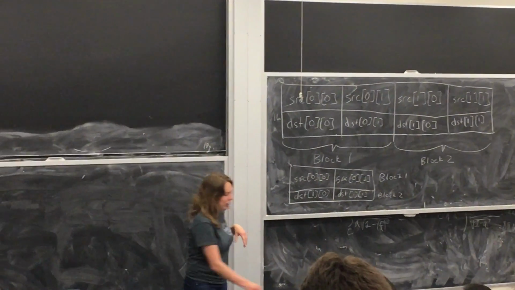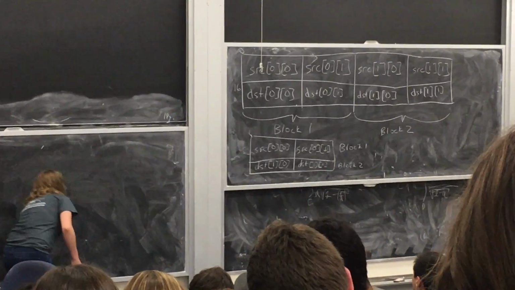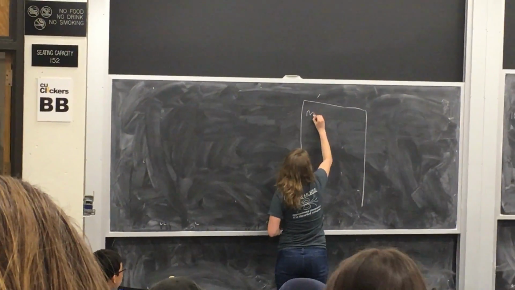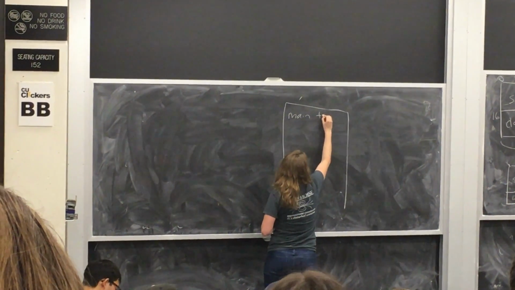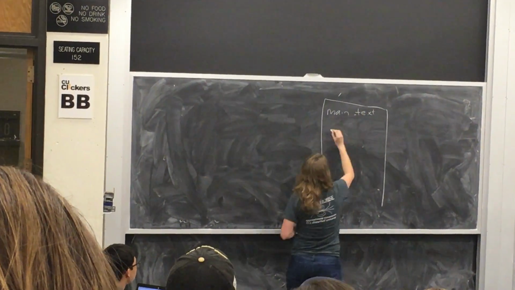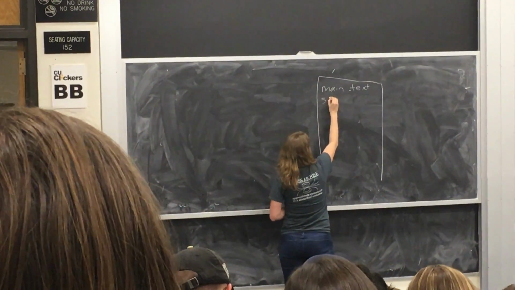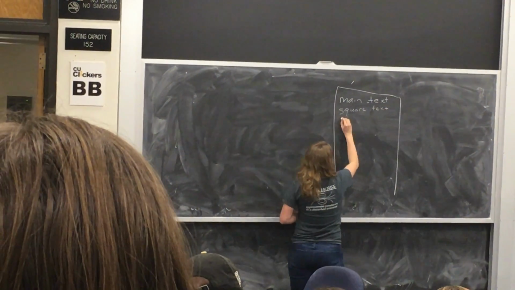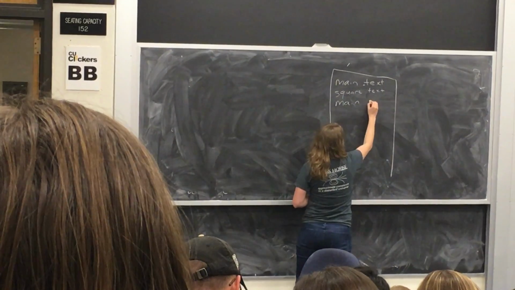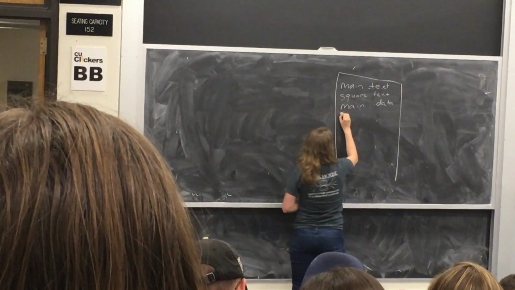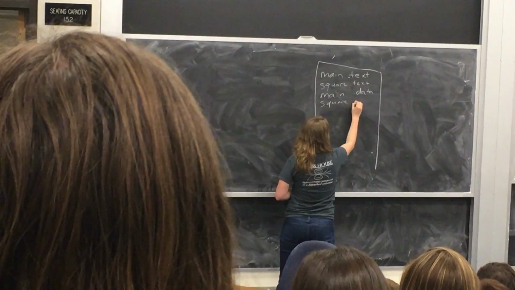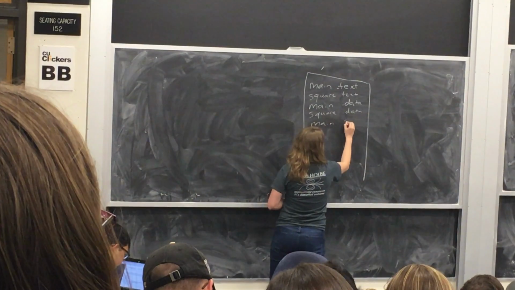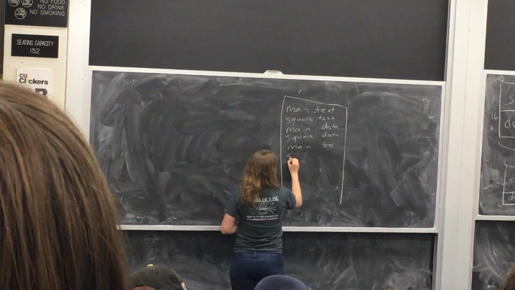So if we're thinking about what the file is going to look like, it's going to be main's .text, and then square's .text, and then main's .data, square's .data, main's .bss, and square's .bss.